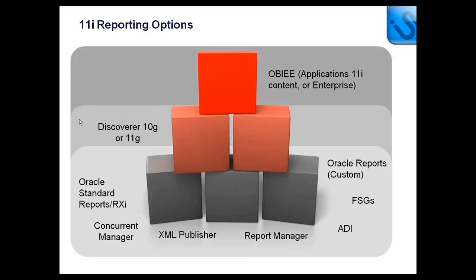Then for the main ad hoc inquiry tool, there was Discover on 10G or 11G. 10G is expired now, so our support is no longer available for that, so you should all probably be on 11G by now. And that was really the main ad hoc inquiry tool where you're pretty much starting from scratch each time to create your reports. And then finally, there's OBIEE, the Oracle Business Intelligence Enterprise Edition.